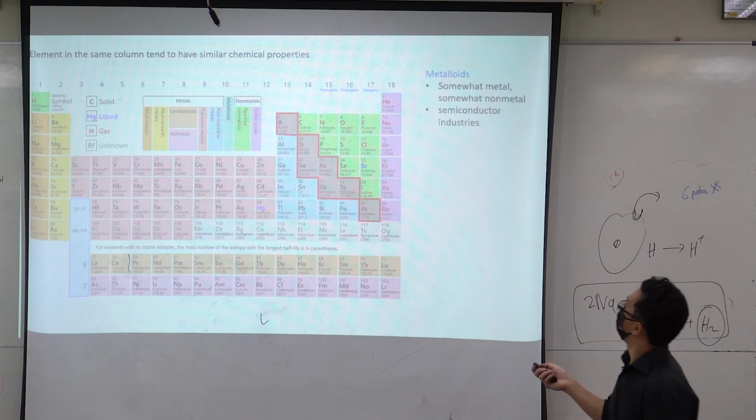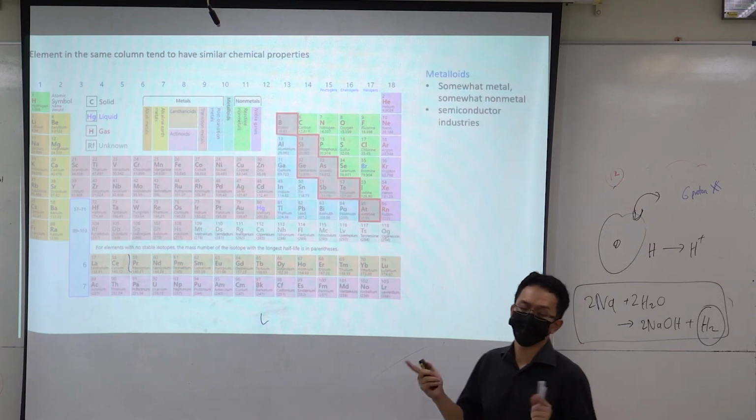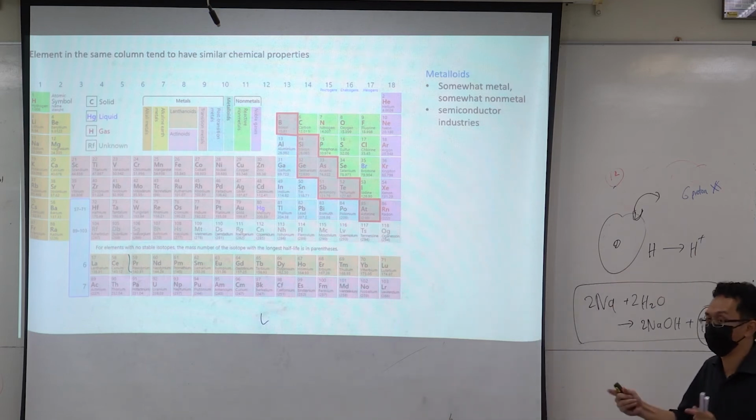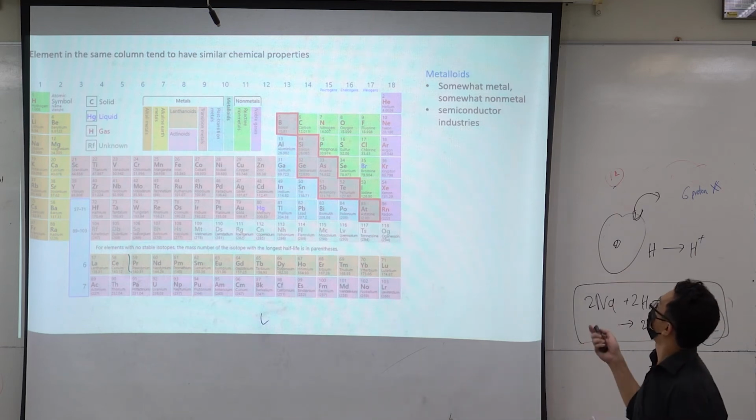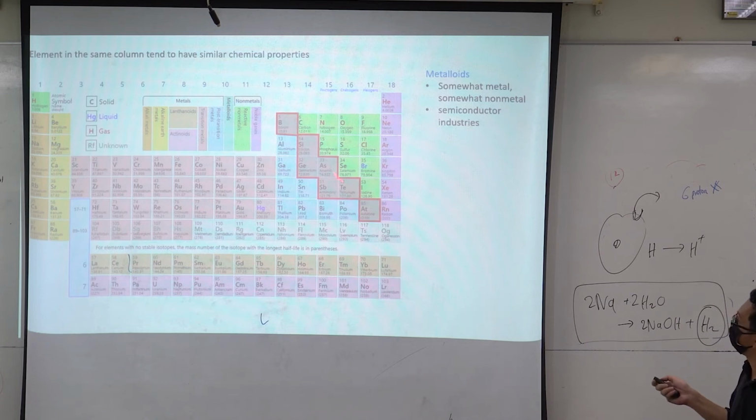Now, if you look here, there are metalloids. Something metal, something not metal. They have properties in between. So somewhat metal, somewhat non-metal. So this is generally used in the semiconductor industry.